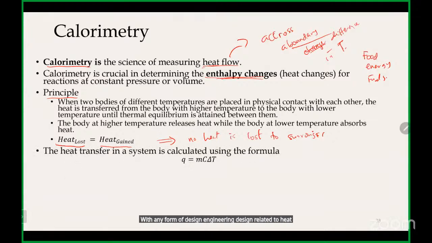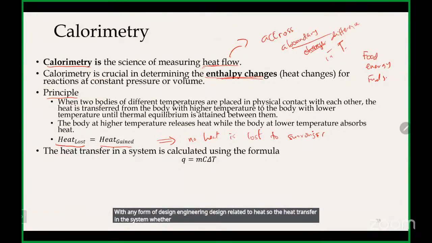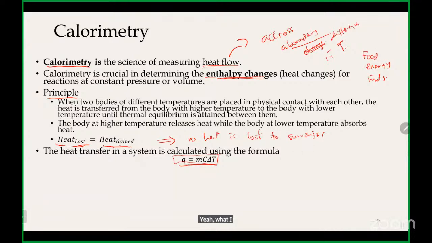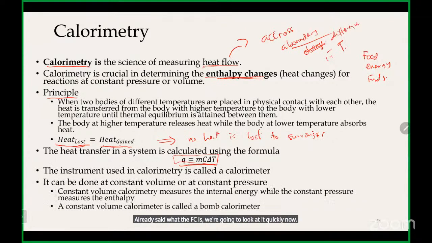So the heat transfer in the system, whether it's the heat lost or the heat gained, is calculated using the formula m c delta T. We have already said what the m c is. We're going to look at it quickly now. So c is the heat capacity. This instrument is called a calorimeter, and you can carry this experiment out at constant volume or at constant pressure. These are the two measures that are often used.